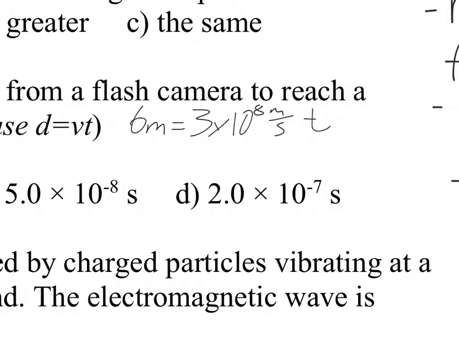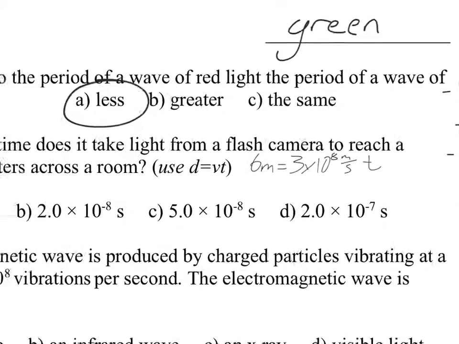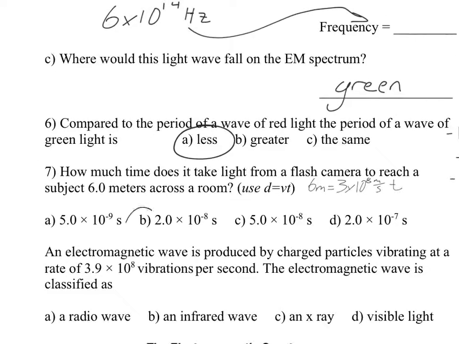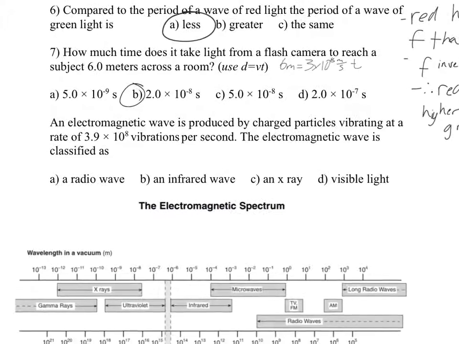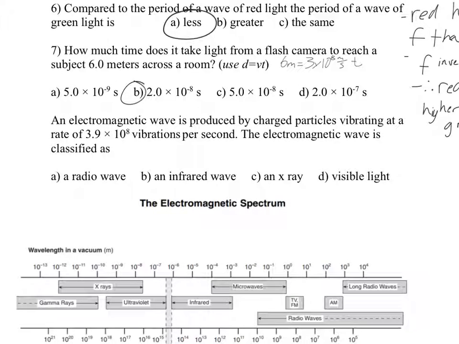So you're going to divide both sides by 3 times 10 to the 8th meters per second. You should get a really small number. You should get 2 times 10 to the negative 8 seconds. So it takes a really small amount of time for the light to get across the room, which makes sense because it's moving really fast.